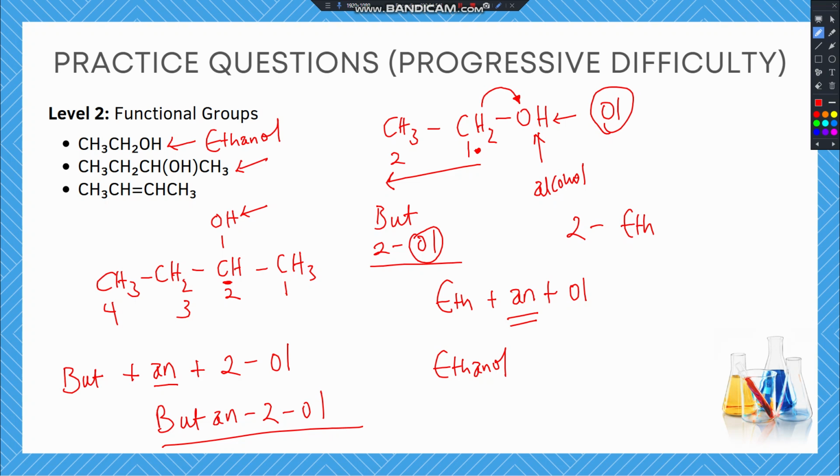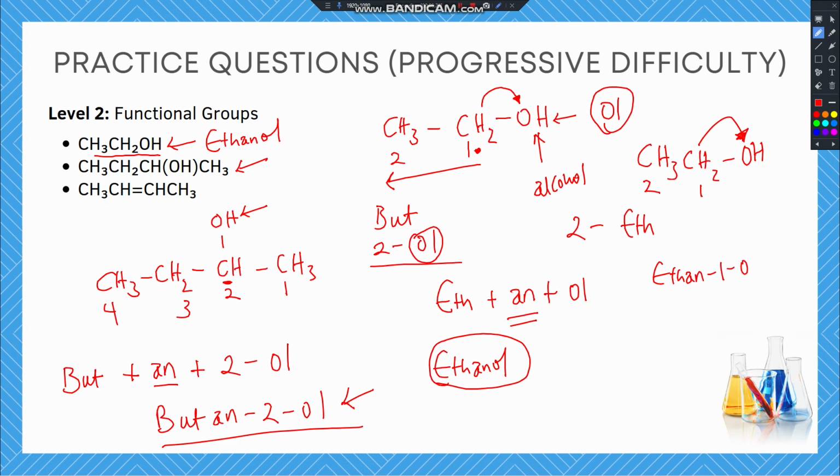Now, some of you might be wondering, why didn't I identify the number on which the alcohol functional group was placed in the first one, since I'm doing the same thing here? Well, the thing is, in the first one, CH3, CH2, and OH, this was already placed on carbon number 1, because this was the first carbon atom, this was the second one. So there was basically no need to say ethan-1-ol, because this functional group was already on carbon number 1, so we just went directly.